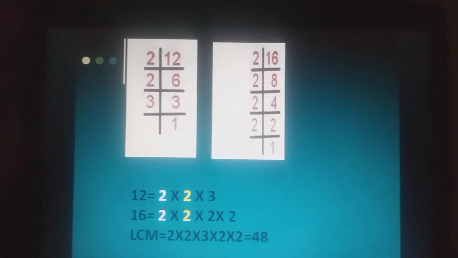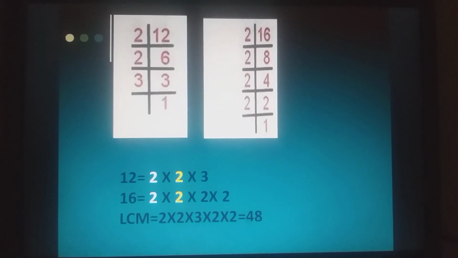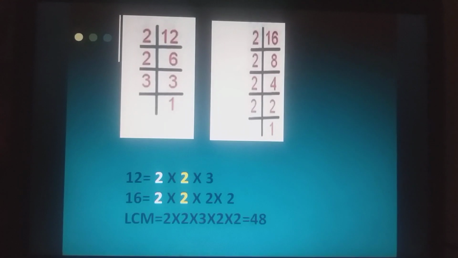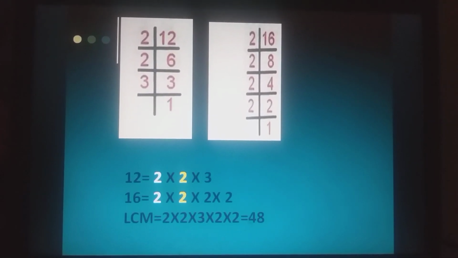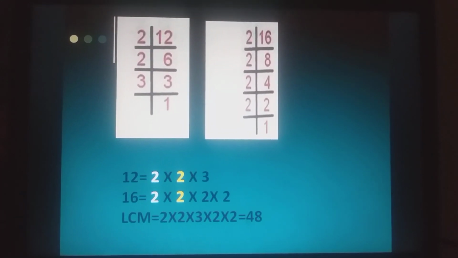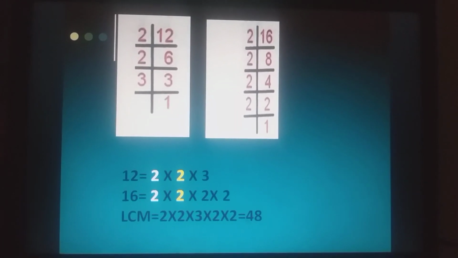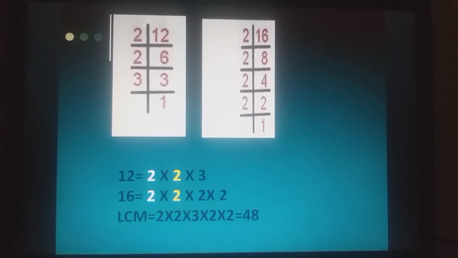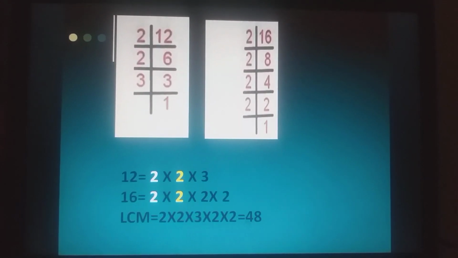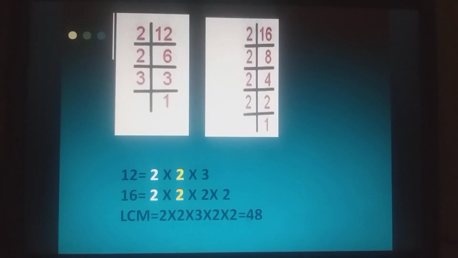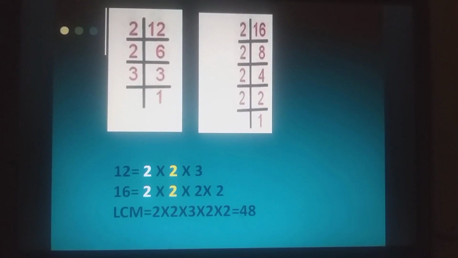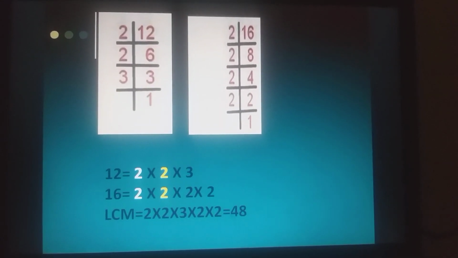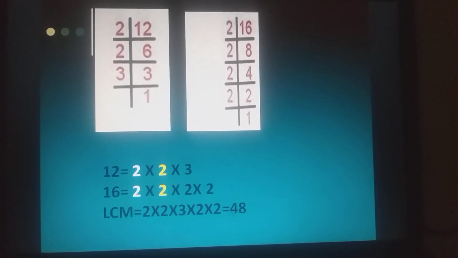First of all, we calculate factors for number 12 and number 16. 12 divided by 2 gives you 6. 6 divided by 2 gives you 3. And 3 divided by 3 gives you 1. 16 divided by 2 gives you 8. 8 divided by 2 gives you 4. 4 divided by 2 gives you 2. And 2 divided by 2 gives you 1. For 12 and 16, we write down all the numbers which are on your left hand side.